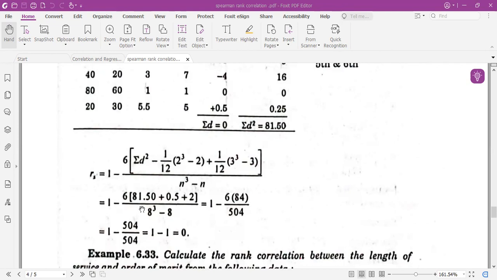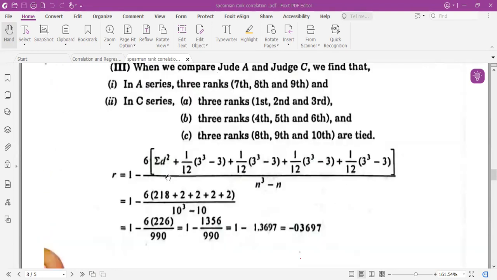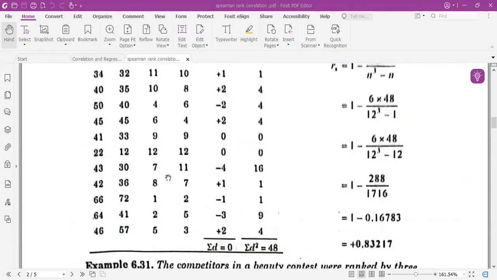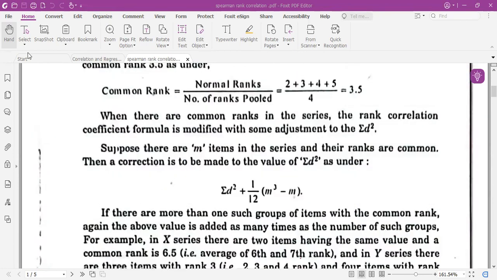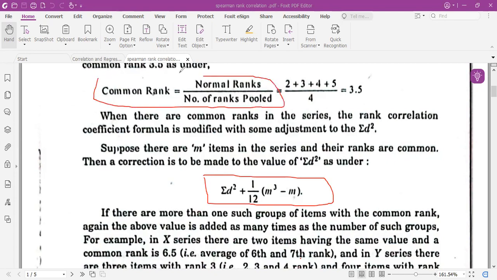So kindly don't forget to remember this formula: sigma t square plus 1 by 12 (m1 cube minus m1) plus 1 by 12 (m2 cube minus m2). So this formula you have to use here. I'm going to highlight that particular formula once again. This is the formula that you have to remember. This is the extra thing you have to use in the formula, and this is how common ranks are calculated by taking their average ranks or values.